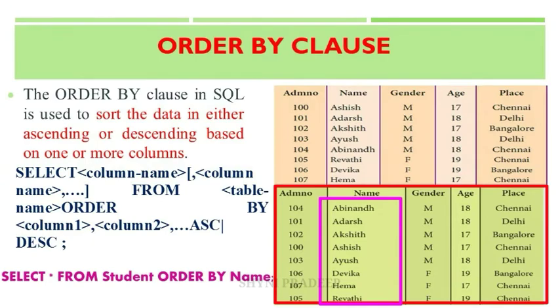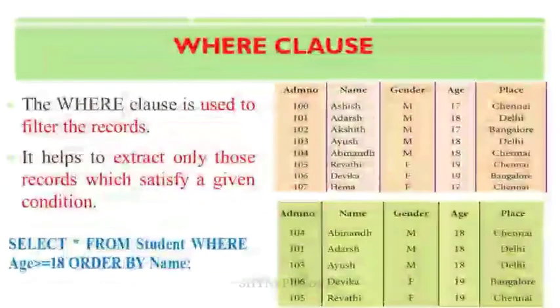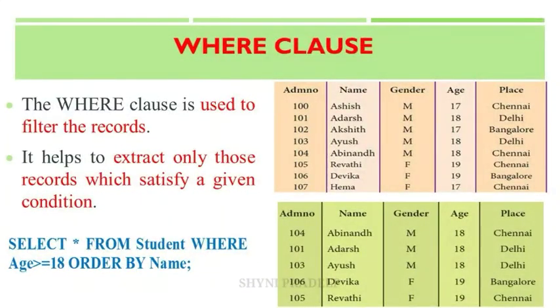Okay. Next keyword is the WHERE clause. The WHERE clause is used to filter the records. It helps to extract only those records which satisfy the given condition. It is used to filter the records. Okay. See this example. Select star from student where age is greater than or equal to 18 order by name.